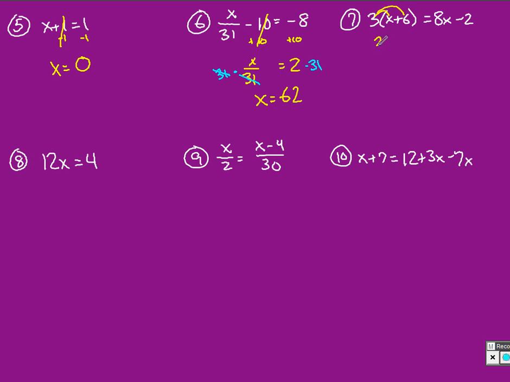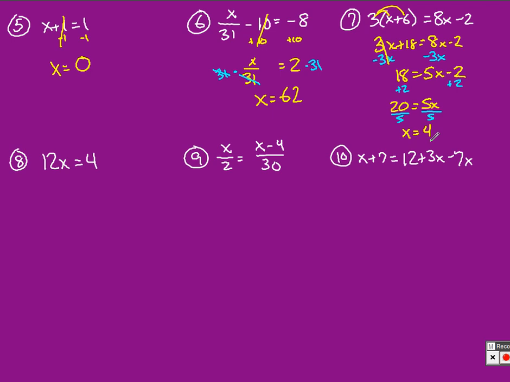7, distribute first. 3x plus 18 equals 8x minus 2. I suggest always moving the x's first. Between 3x and 8x, I'd rather subtract 3x from both sides. That cancels that out, leaves me with 18 equals 5x minus 2. Now I have a simple two-step equation. I need to add 2 to both sides, get the 5x by itself. So 20 equals 5x, and then divide both sides by 5 to give you x equaling 4.